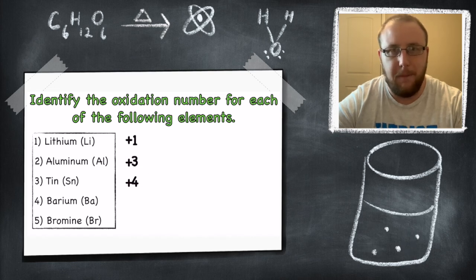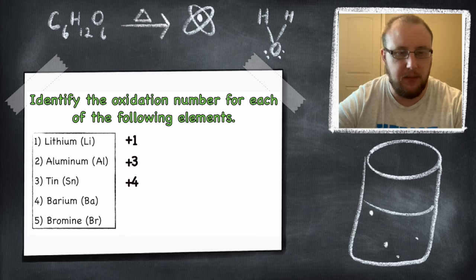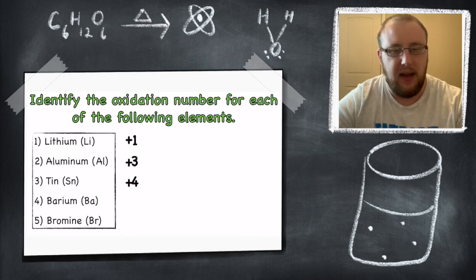Then we got barium. Barium is found underneath beryllium towards the bottom of the periodic table. It's number 56. And because barium is underneath beryllium, that's going to give it a +2 oxidation.